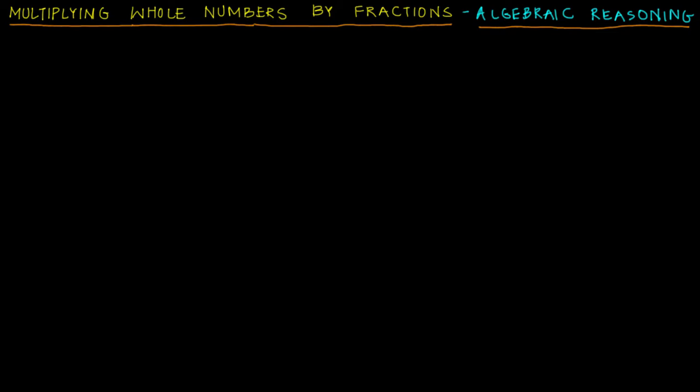In this video, we will look at why the steps for multiplying a whole number by a fraction make sense algebraically. So remember the rules for multiplying a whole number by a fraction. Say you have 8 times 3/4. You multiply the whole number and the numerator, so 8 times 3, while keeping the denominator the same. So you have 24/4. And then you simplify the fraction, so it's 24/4 equals 6.